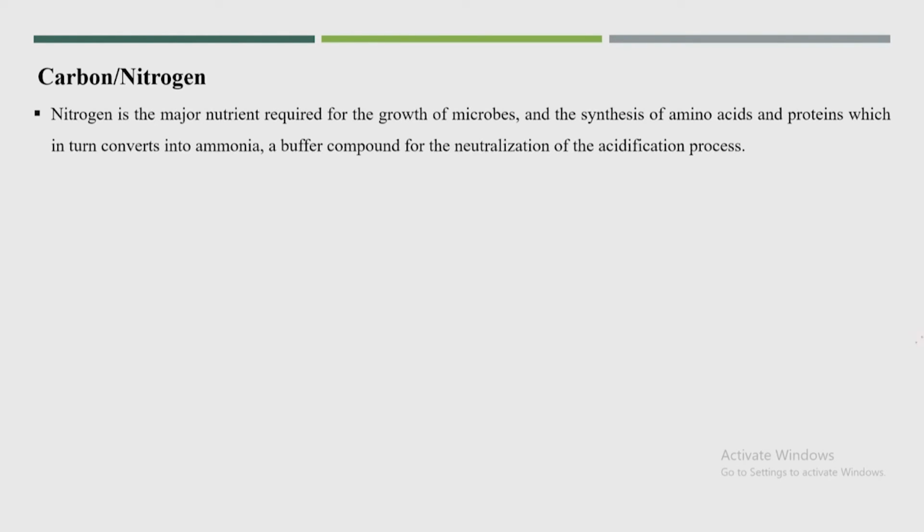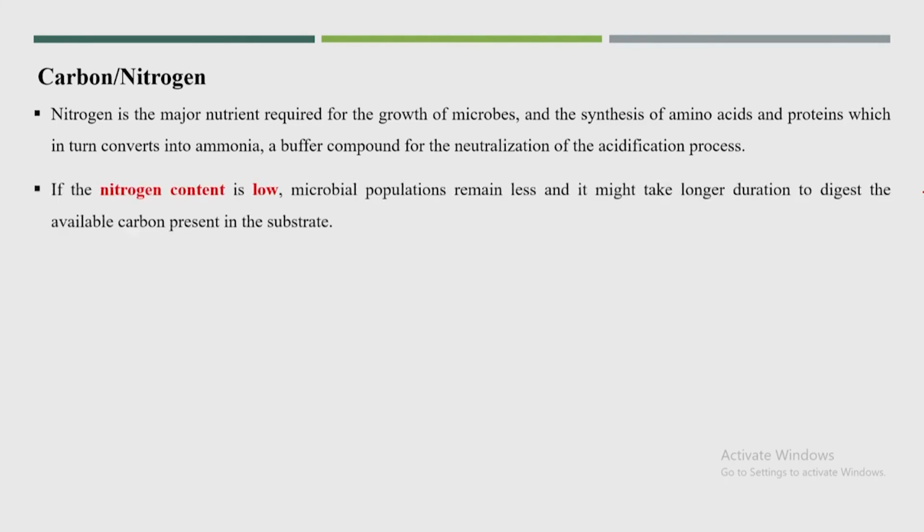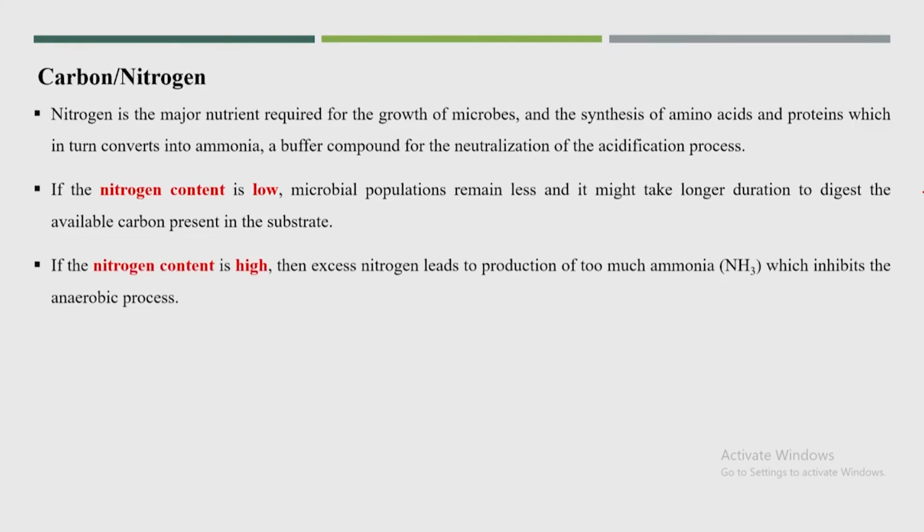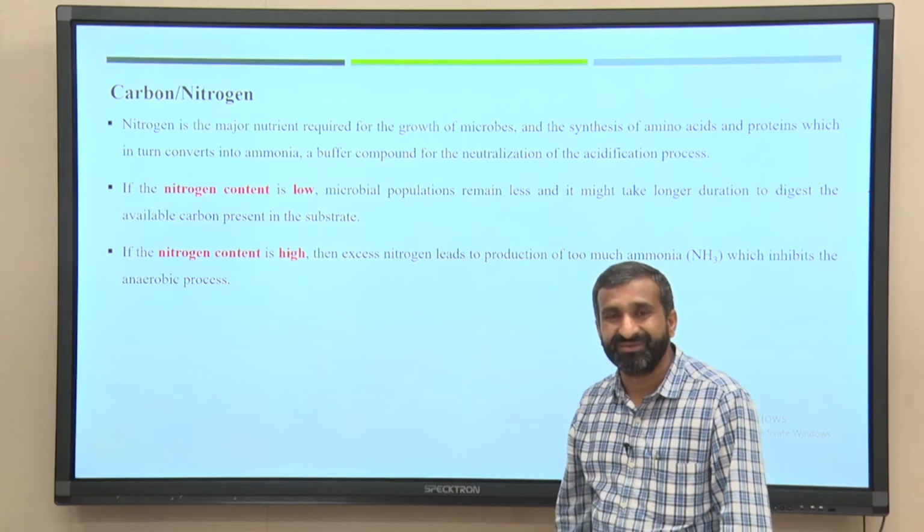Now, another factor is the carbon to nitrogen ratio. As we know, nitrogen is a major nutrient required for growth of microbes and synthesis of amino acids and protein, which convert into ammonia. Okay. If the nitrogen content is low, the microbial population remains less, and it might take longer duration to digest the available carbon present in the substrate, meaning your HRT will be very high. If the nitrogen content is high, then excess nitrogen leads to production of too much ammonia, which inhibits the anaerobic digestion process. So, this is also another problem.